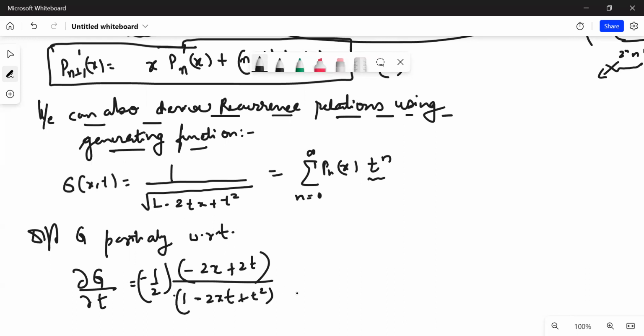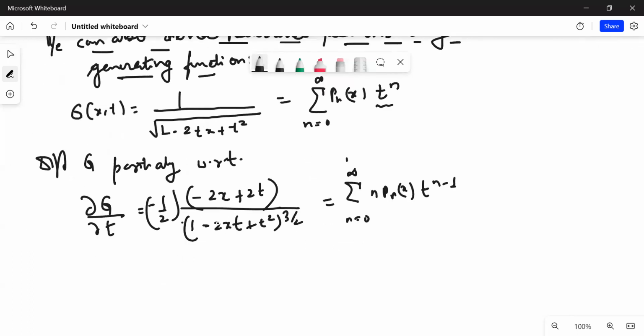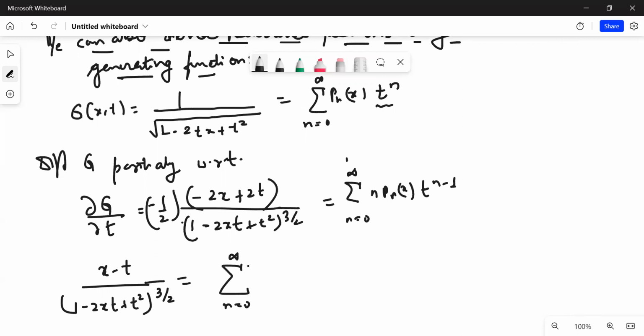I have written 2xt and then 2tx, I think they are one and the same thing here. Not really much matters. Okay, so this is it. But also understand, on the right hand side, partial differentiating with respect to t would imply summation n equal to 0 to infinity of n Pn(x) t power n minus 1. And effectively at the end I'll get x minus t divided by 1 minus 2xt plus t square raised to power 3 by 2, and it is equal to summation n equal to 0 to infinity n Pn(x) t power n minus 1. I hope it is clear.